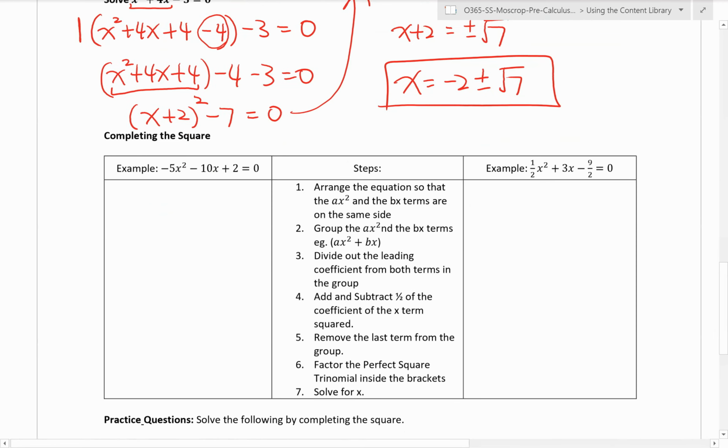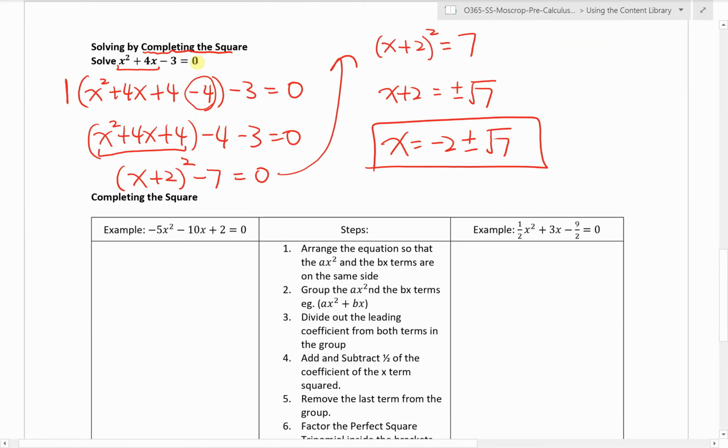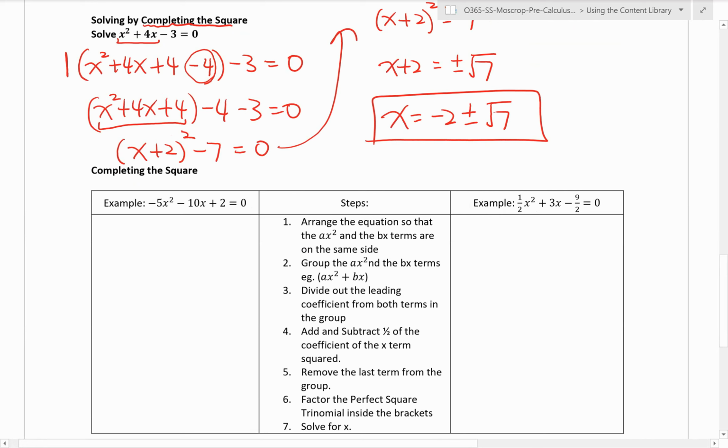Okay, I'll show you two more examples. This first one was easy because the leading coefficient was 1, so we kind of skipped the first 3 steps. Okay, now I'm going to show you how to do general quadratic equations, where the leading coefficient is usually not 1.